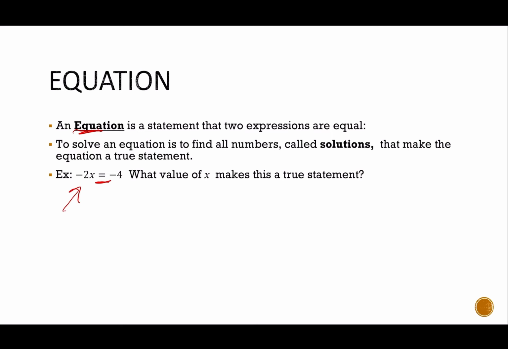So let's take a look at this example. I have negative 2 times x is negative 4. So what value of x would make this a true statement? Now you can tell by looking at this, okay, maybe x is 2, right? Because negative 2 times 2 gives me a negative 4. But when things aren't as easy for us to just visualize, we do need to have some tools and the proper mathematical steps to solve equations.